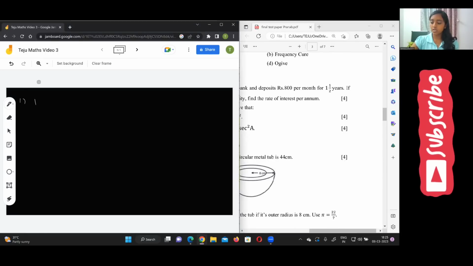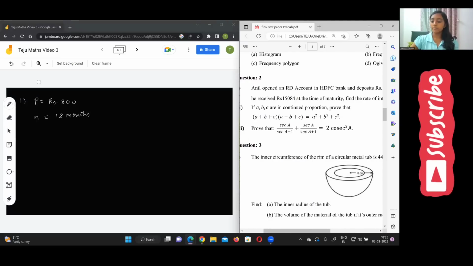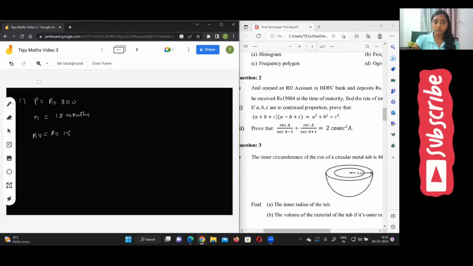It says that P is equal to rupees 800. N is equal to 1.5 years. You need to be converting in months. So that is 12 plus 6, which is 18 months, right? And they're asking you the rate of interest, and they're giving you the maturity value, that is MV is equal to rupees 15,084. They're asking you the value of R.